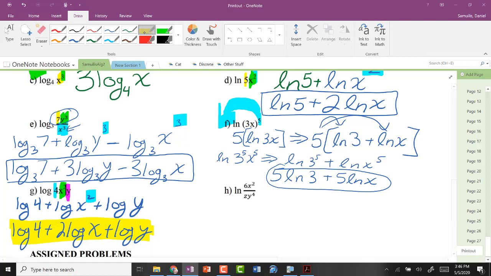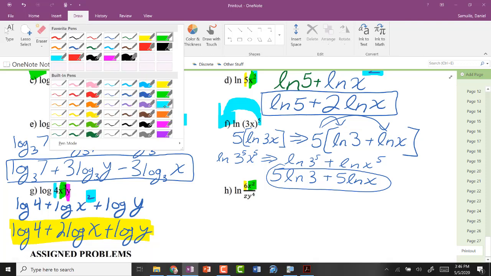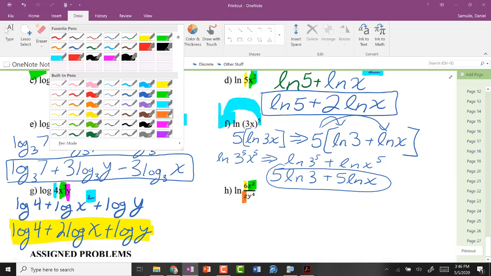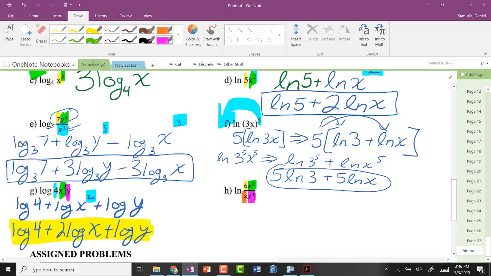All right, last example. How many do I have here? 1 term, that's a 6. 2 terms is an x squared. 3 terms is the, oh, I wanted a different color. 3 terms is the z. 4 terms is the y to the 4th. How many logarithms do I need? How many colors are there? 1, 2, 3, 4. 4 logarithms.